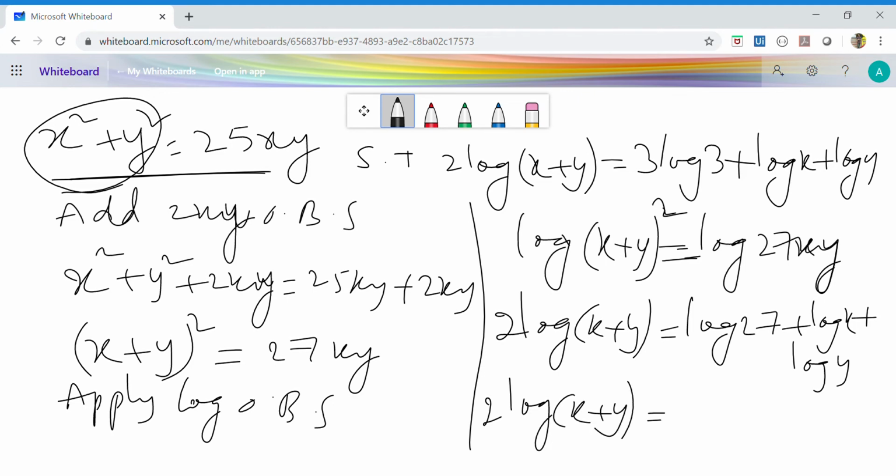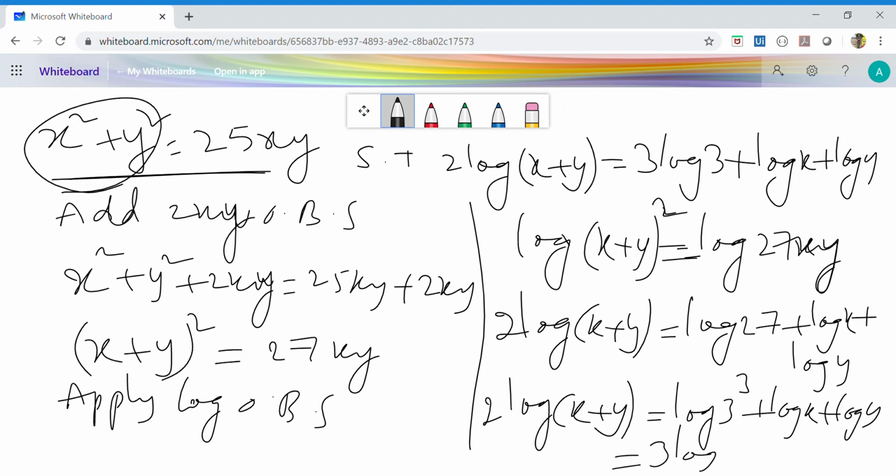Keep it like that only. And 27 can be written as 3 cube. So log 3 cube plus log x plus log y. So this becomes 3 log 3 plus log x plus log y, and here again log a power m is equal to m log a. So RHS we arrived. Very easy sum, isn't it?